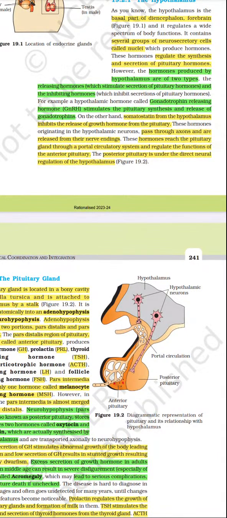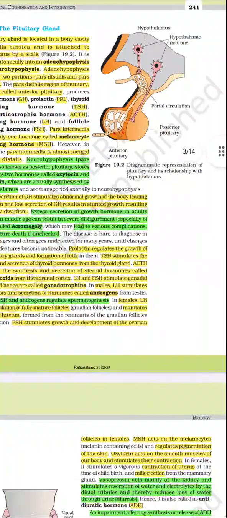Hypothalamic neuron, portal circulation, posterior pituitary, anterior pituitary, portal, hypothalamus, hypothalamic neuron.